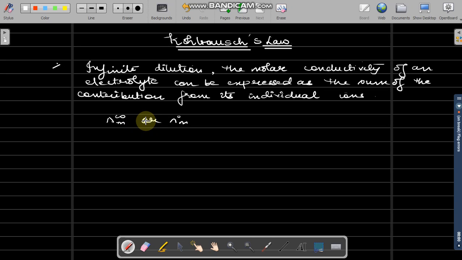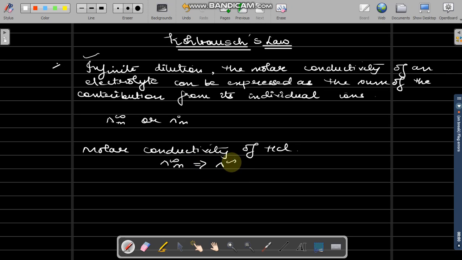Okay. Now, let's suppose I say find out the molar conductivity of HCl at the infinite dilution. So, according to the statement, what will be the molar conductivity of the HCl at infinite dilution? It is equal to the sum of the individual ions present in it, as it has the H plus and Cl minus ions.